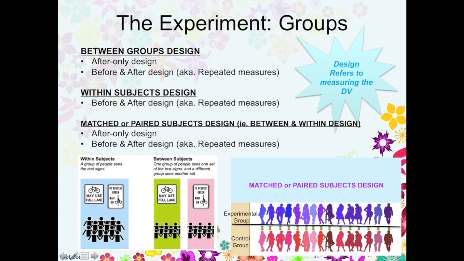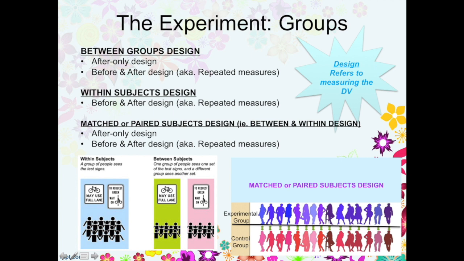So here we're referring to measuring the DV between the two groups, or however many groups there are. There are two ways to do a between group design. You can give the IV to the experimental group and not to the control group, and then you can measure the DV in both groups and compare them. Or you could do what's called a repeated measures design. It's also called a pre-test, post-test. It's also called a before and after design.